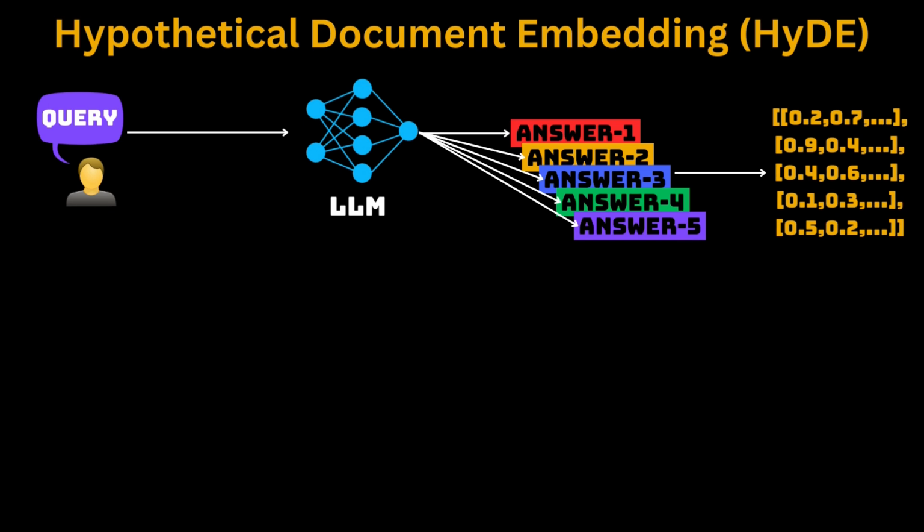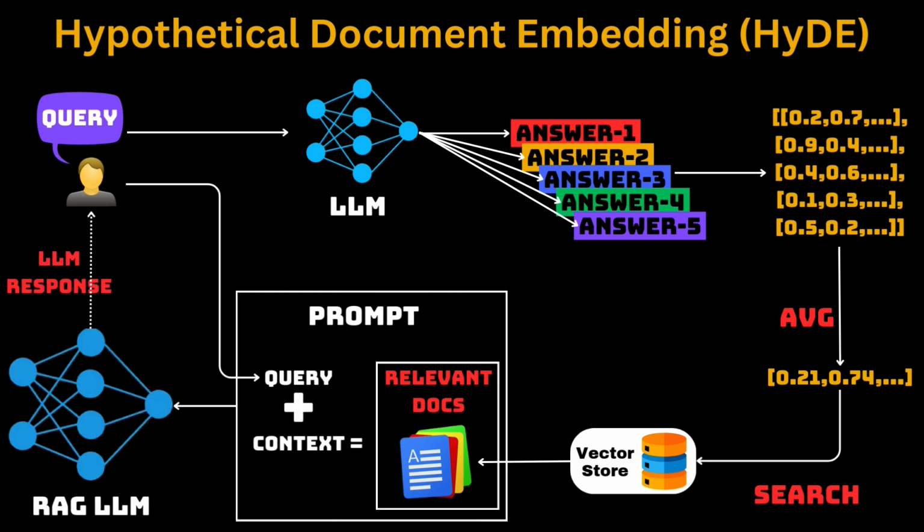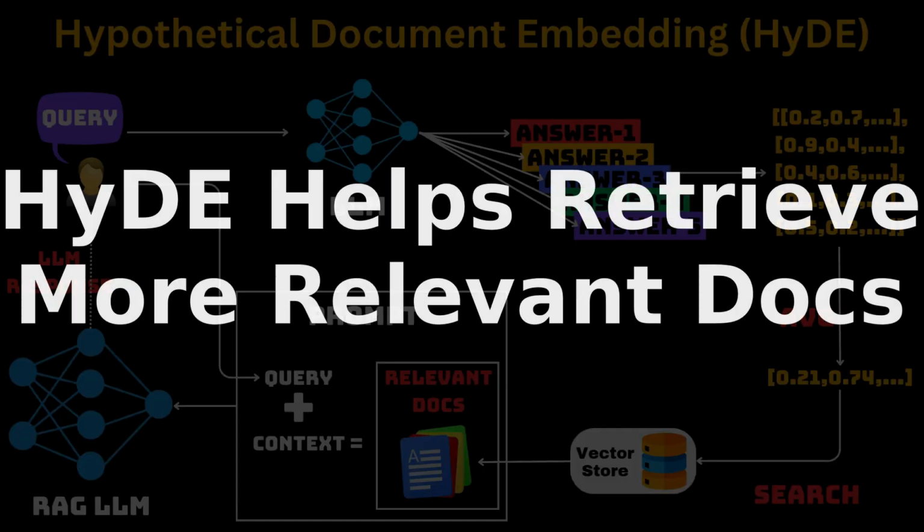Then it encodes each hypothetical document into an embedding vector and averages them. The resulting single embedding can be used to search for matching documents in the vector store. These retrieved documents can then be used in a downstream pipeline like RAG. HyDE can be very useful when the performance of the retrieval stage is not good in your RAG pipeline.